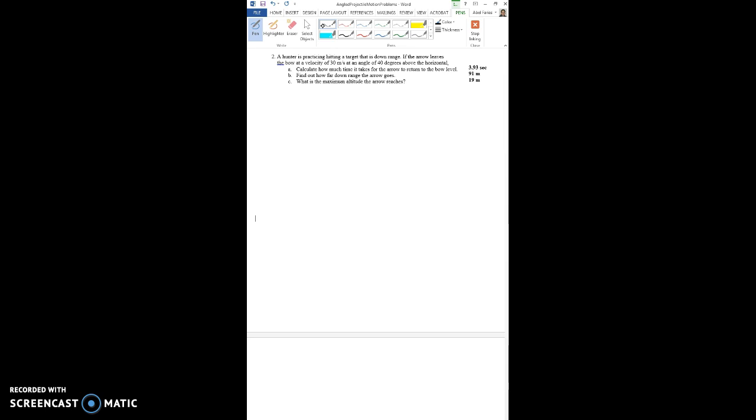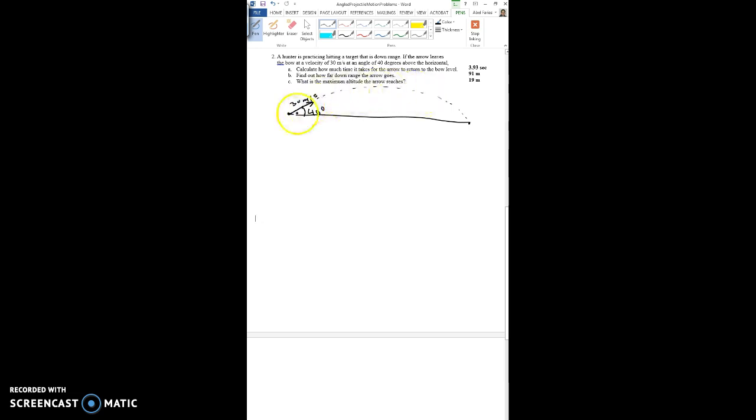Okay, so the best way to conceptualize this problem is to draw a picture. Here we have this bow, and this arrow that is shot from here at an angle, and it travels in a motion similar to that. It's shot at an angle of 40 degrees above the horizontal, which is the ground, and it's shot at 30 meters per second.